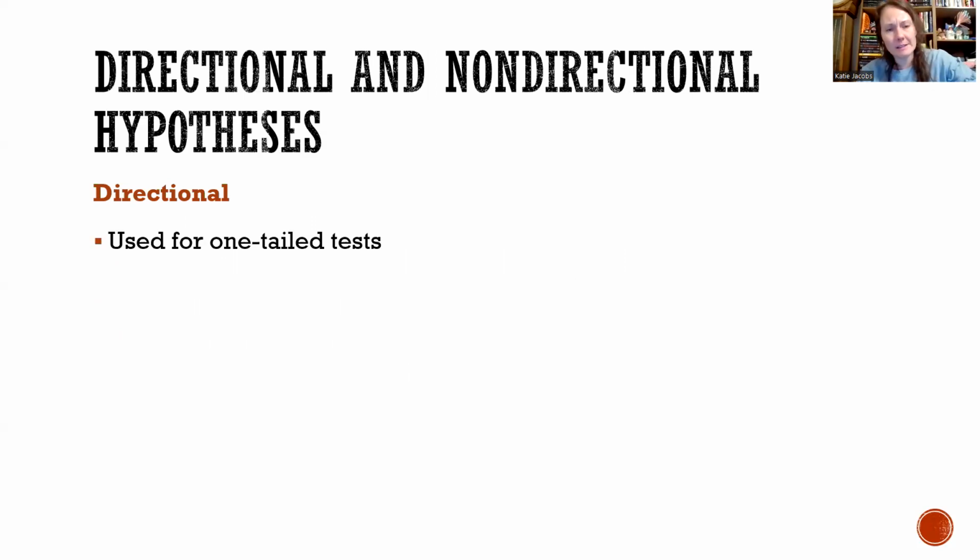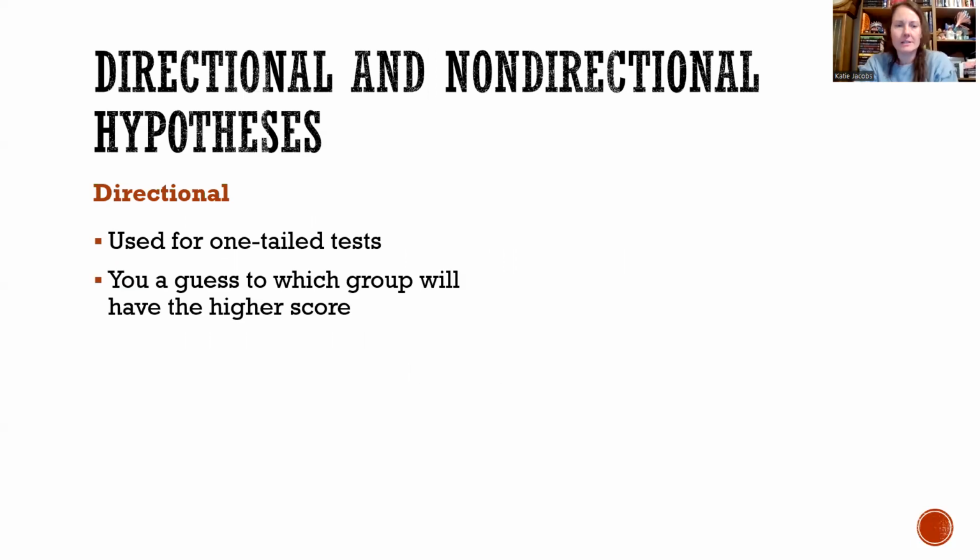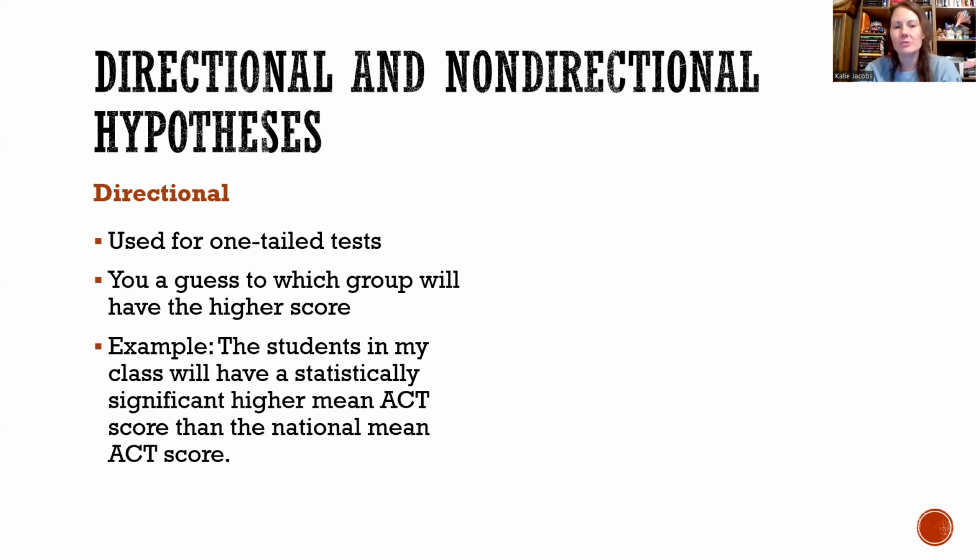So directional hypotheses are used for one-tailed tests. You have a guess as to which group will have a higher score. So for example, the students in my class will have a statistically significant higher mean ACT score than the national mean ACT score.